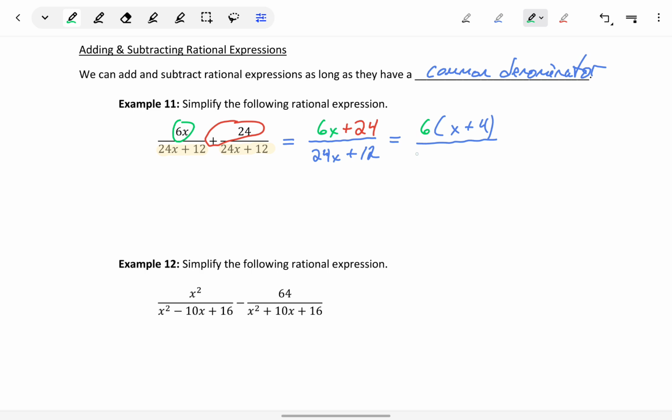In the denominator, we can factor out a 12, which will leave us with 2x plus 1. 6 over 12 will reduce because 6 divided by 6 is 1. 12 divided by 6 will leave us with 2. So our final result here will be x plus 4 over 2 times 2x plus 1.